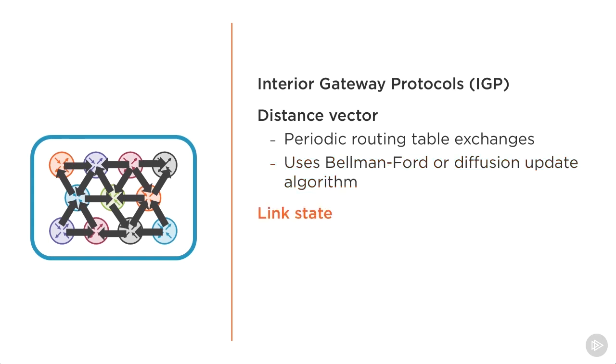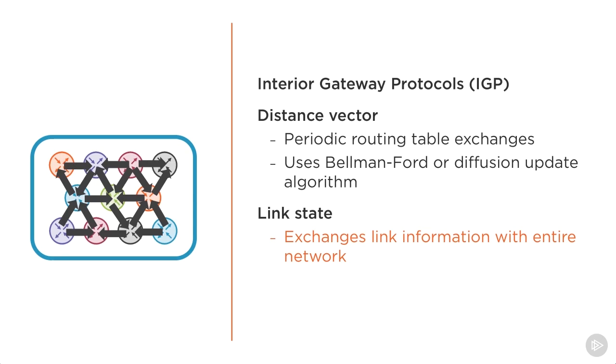Then we have link state routing protocols. With link state routing protocols, we're going to do it a little bit differently. Instead of sending the routing table information, we're going to exchange information about links. Now, that seems kind of the same thing, but it's really not.